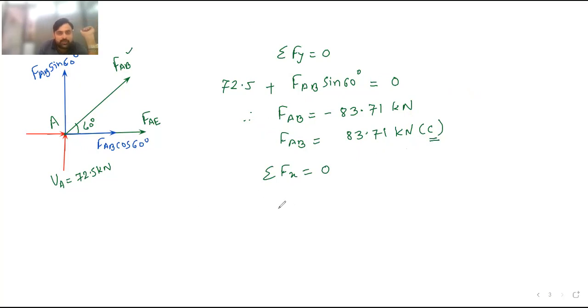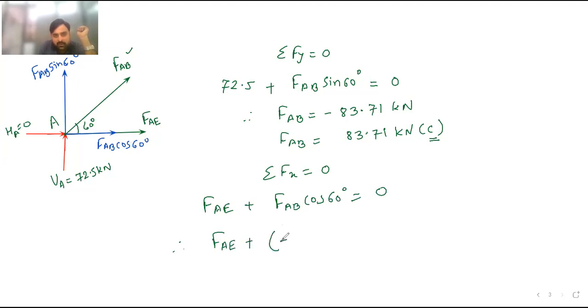Okay. So now summation fx equal to 0, then we know that this HA is already 0. So there is no requirement to take the HA. So I will write here FAE, it is moving towards right, so positive. Then plus FAB cos 60 is equal to 0. So therefore FAE as it is plus here value of FAB. FAB is minus 83.71 because I have not changed the direction of AB. That is why I am using this value. If I change the direction, then I should use the plus value. So I have not changed the direction of AB.